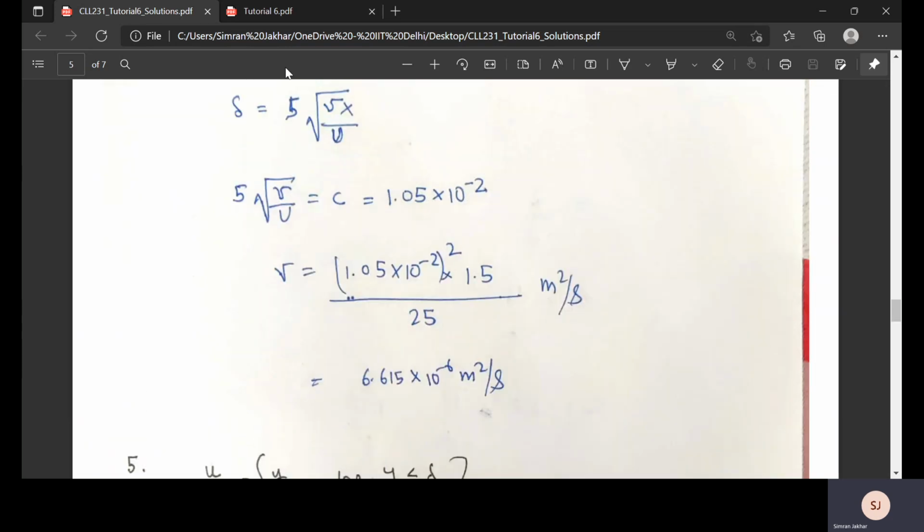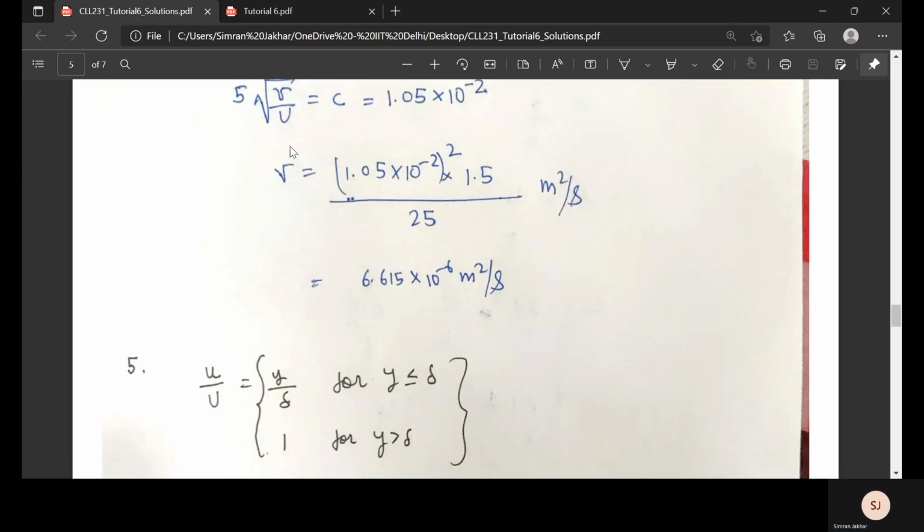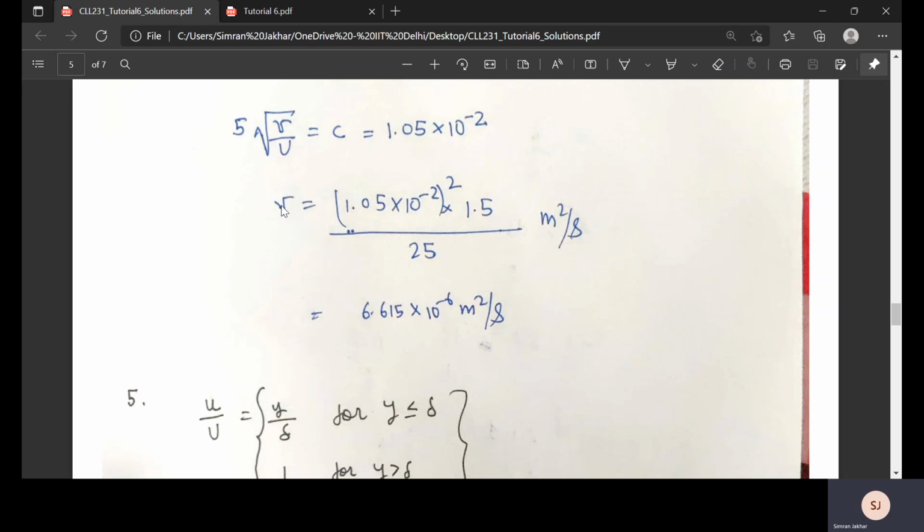Just make sure that you find out the value of kinematic viscosity, not the dynamic viscosity, which is important here. And please make sure that you always write the final answer in SI units if it's not given, or depending upon the units which are given in the problem statement. So always mention the units at the end. For the viscosity, it is meter square per second.